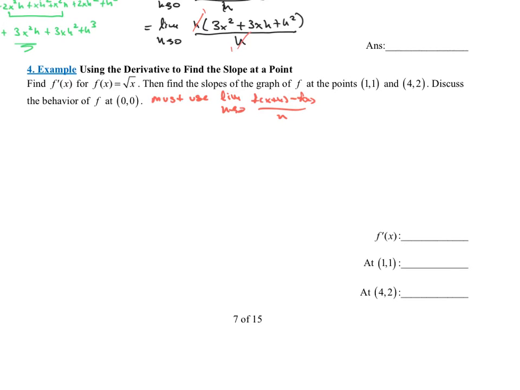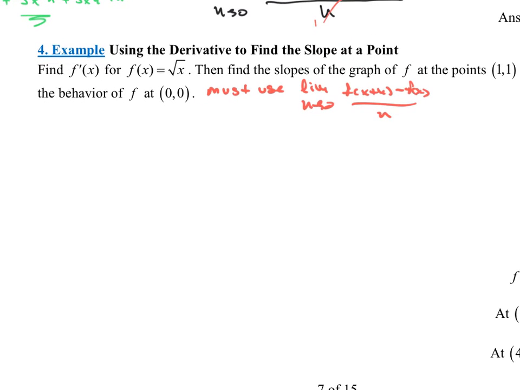So it says find f prime of x for f of x equal to the square root of x. Then find the slopes of the graph of f at the points (1, 1) and (4, 2). Discuss the behavior at (0, 0). So let's get started with this. They want us to find the derivative. So we're going to find f prime of x, and we know that equals the limit as h approaches 0 of f of x plus h minus f of x all over h. If you're using the definition of derivative, write the definition of derivative. Yes, I do expect you to physically write it down on your paper.